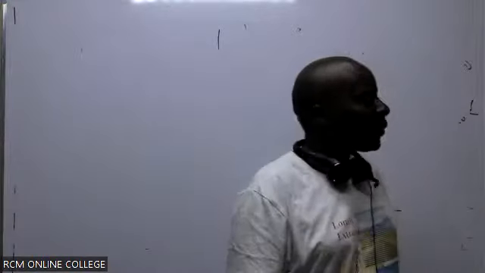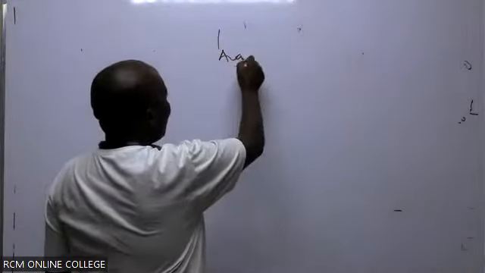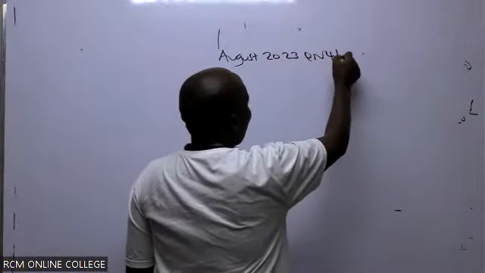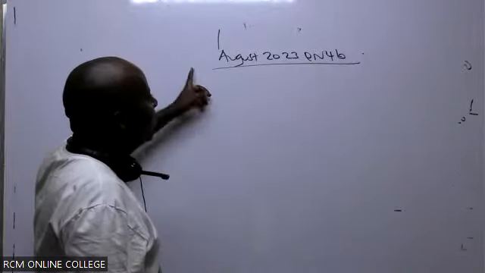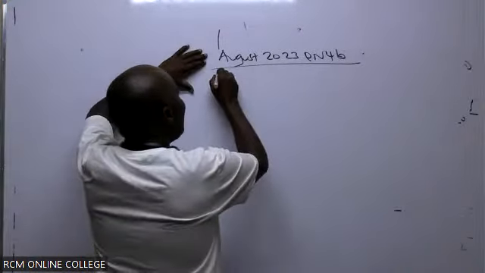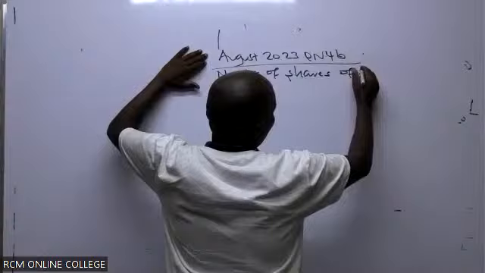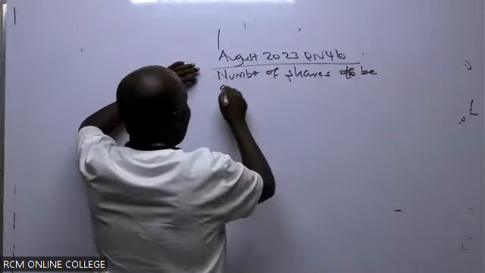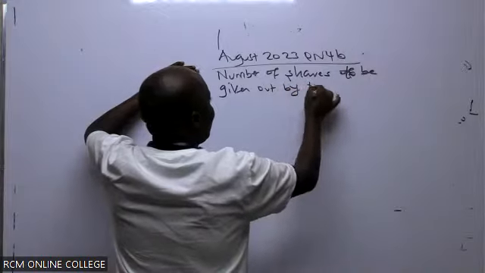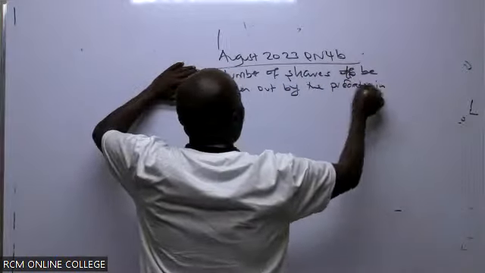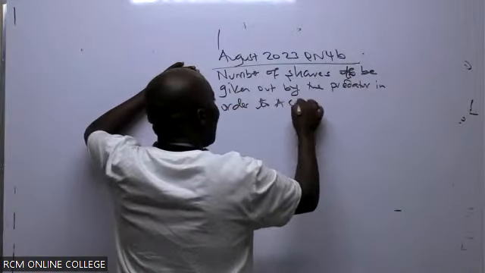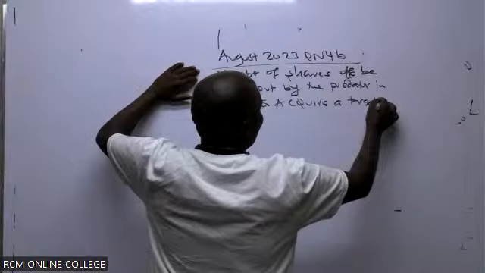August 2023, question number 4B. This is a very special question regarding the number of shares to be given out by the predator in order to acquire a targeted company.